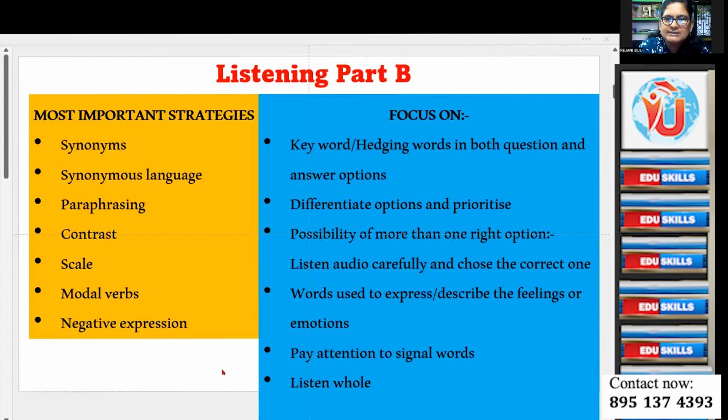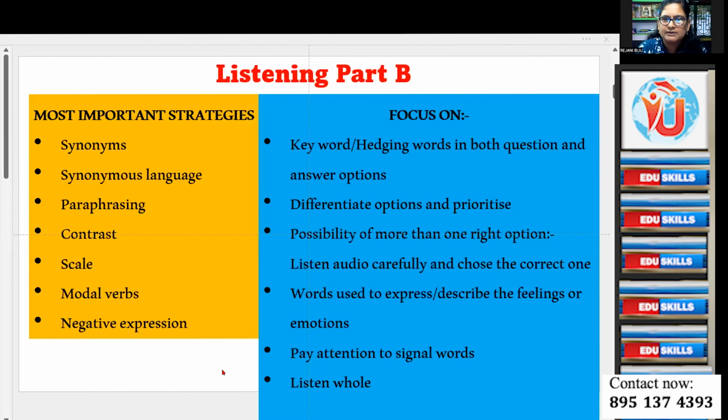Yeah, there are some options we may get in such a way, some questions and options that we can differentiate, and we can prioritize which one may have more priority. Okay, and when listening, it will help us. Again, possibility of more than one right option. Yes, there may be more than one right option, but we have to choose the correct option, so these contrast words or modal verbs or scales or anything may help us. Then listen to the audio carefully and choose the correct one.